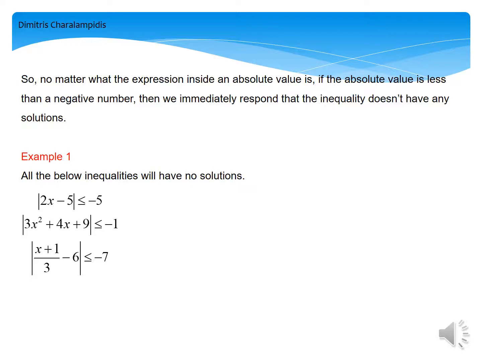Absolute value of 2x minus 5 smaller than negative 5, absolute value of 3x squared plus 4x plus 9 smaller or equal than negative 1, or even absolute value of x plus 1 divided by 3 minus 6 smaller or equal than negative 7. All these inequalities will have no solutions, since in each case we have an absolute value smaller than a negative number.